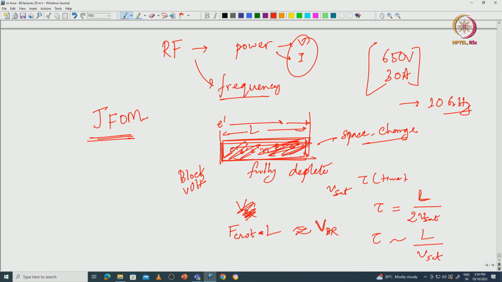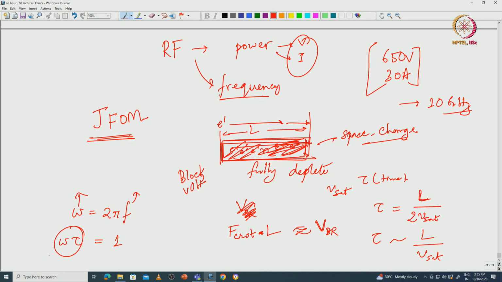If you have a higher saturation velocity, you will take less time. And of course the frequency omega, which is 2 pi f, is a radial frequency, and f is the actual frequency. So omega tau is going to be 1, because the cutoff frequency is inversely proportional to tau.